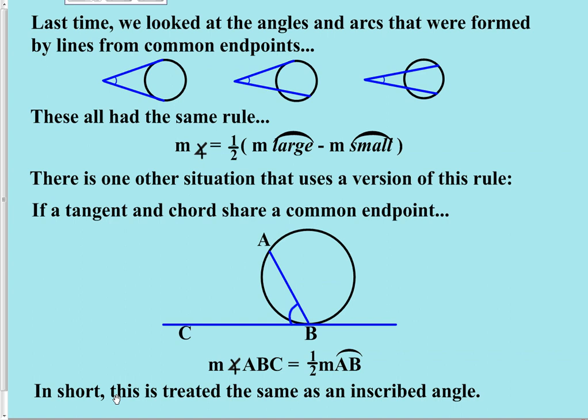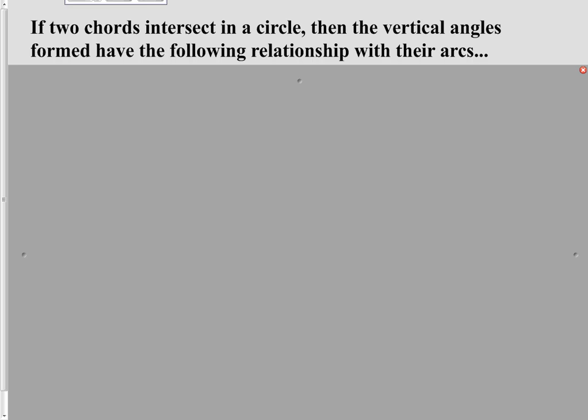Now, a completely different situation would deal with this. Okay, we've seen intersections that are outside the circle. We have seen intersections that are on the circle. But what happens if you have an intersection inside the circle? So in this case, let's say that you have two chords that are intersecting. Obviously, when two chords intersect, they're going to intersect inside a circle.